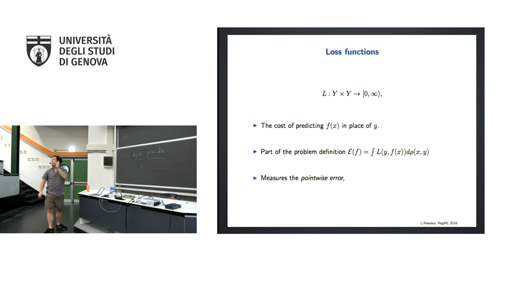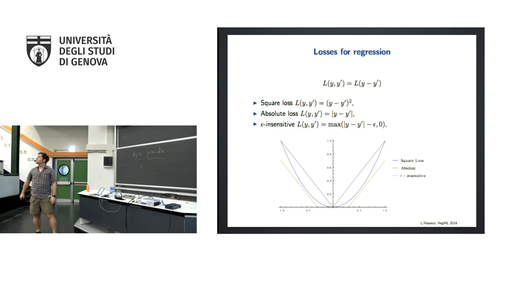Notice that if you remember my first dense slide, this was part of the problem because eventually, given the loss, I do define my problem as trying to minimize the loss over a possible example. Okay? So this is an important thing that somewhat defined the whole problem. Let's make a few examples.